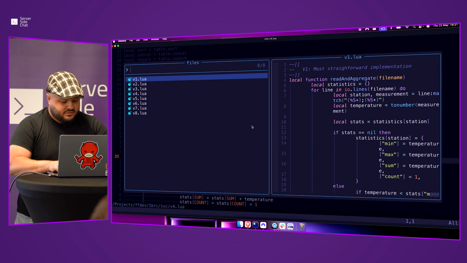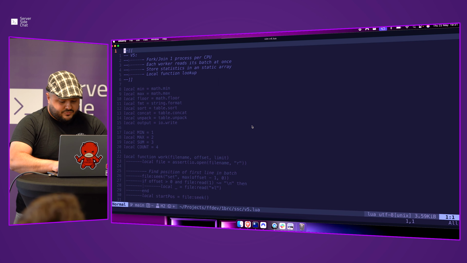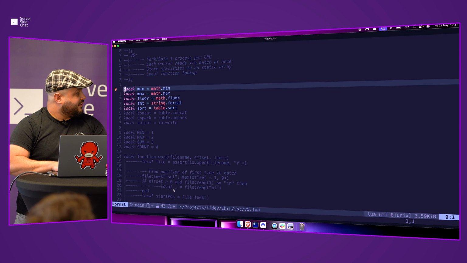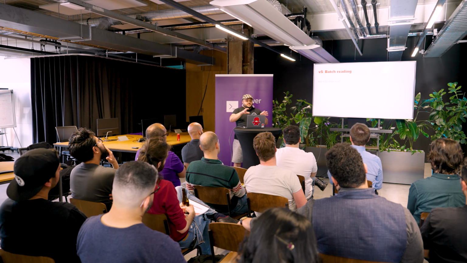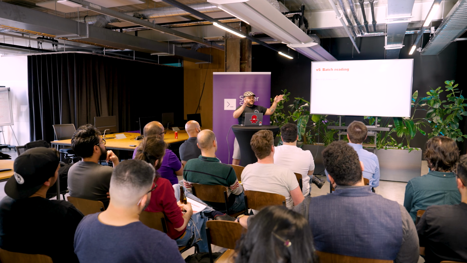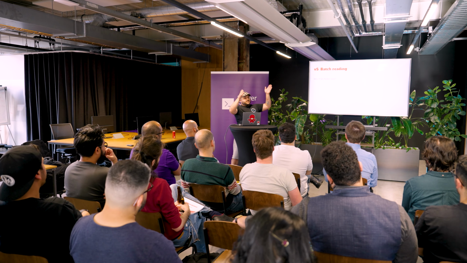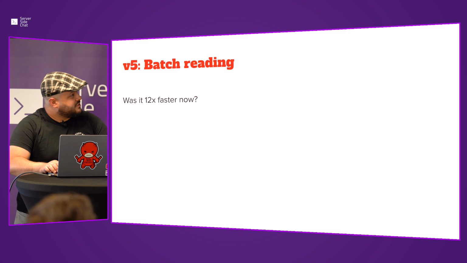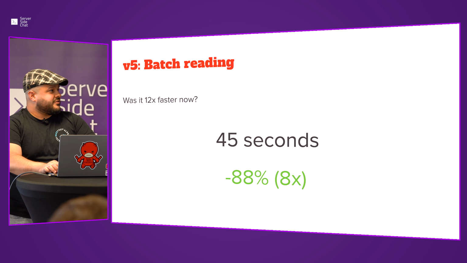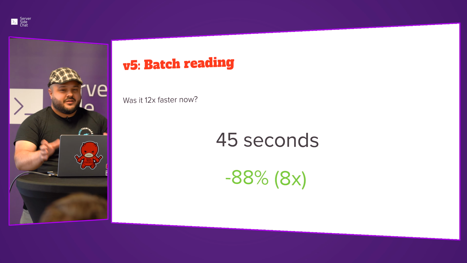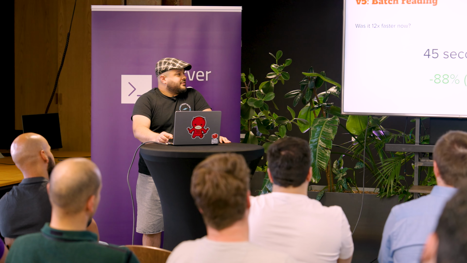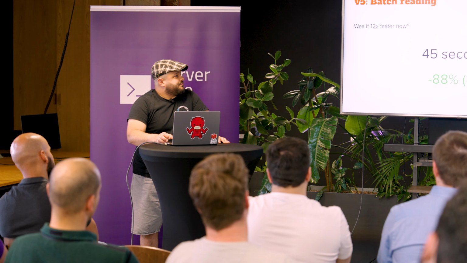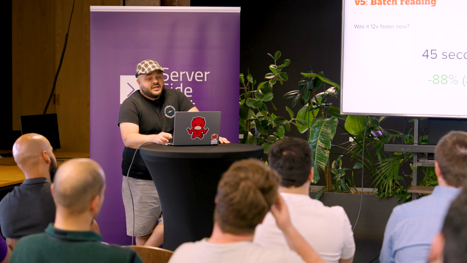So I did a version 5 where each processor will get the start and read the entire batch and then do their calculations. Now it's way better. 45 seconds, 8 times faster than the real comparison. It's still not the 12 that I expected, but yeah, really good.